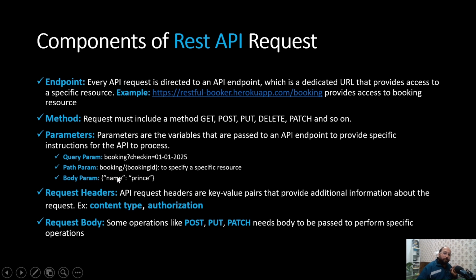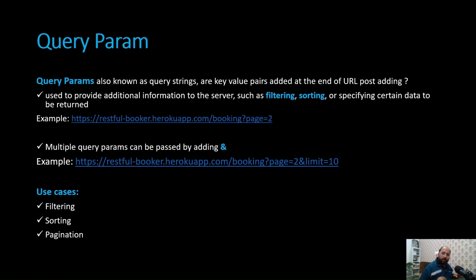Body param. Body param will come into the picture when we want to, for example, perform a post operation to create the resource, or put and patch operations to update the resource. At that point of time, we will be passing a body, and the body contains the parameter names and their values. These values are known as variables, right? So these are the different parameters that we can pass to the REST API request, right? Let us try to understand them one by one.